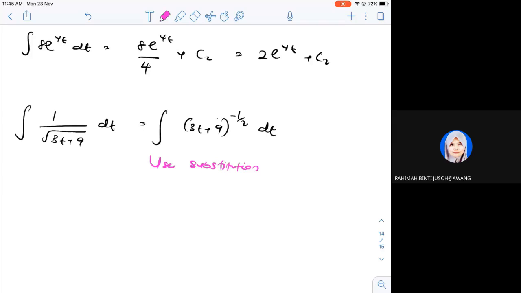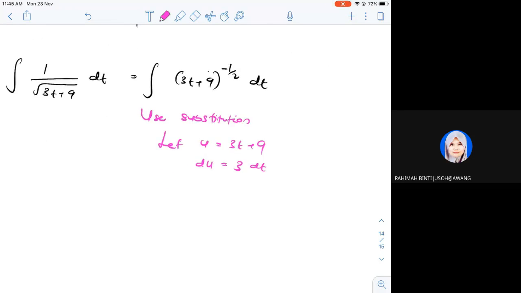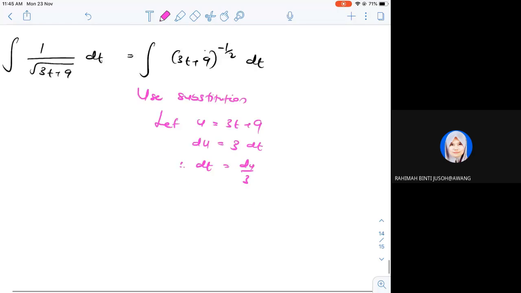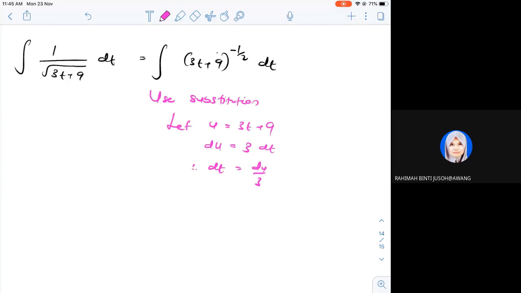Okay, we let u equals to 3t plus 9. Okay, so differentiate u, we will get 3 dt. Am I right? Understand this, guys? Okay, so therefore dt will become du over 3. Okay, so we just substitute. Therefore equals to integration. The bracket here has become u. So you will get u to the power of negative half.